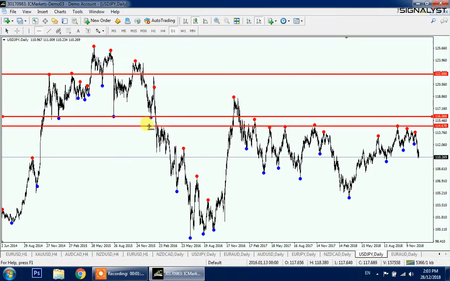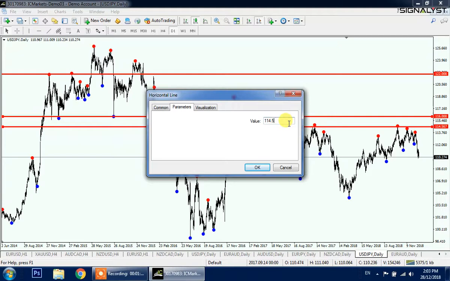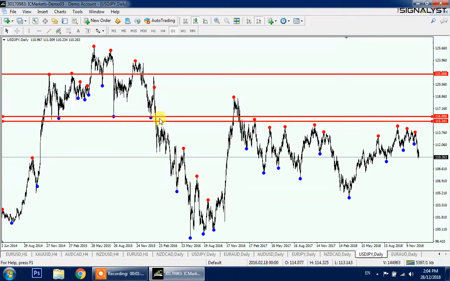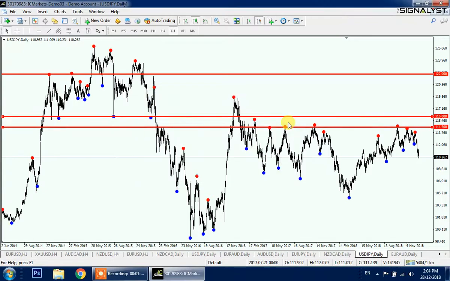Let's continue and find more. Here we've got another one, 1, 2, 3 dots. Let's make it 114.5. As you can see here, we have like a zone, and we always treat our levels as zones and not laser lines. So you can keep this as a zone, or you can stick to one. You can make it the middle between the two lines that you have, or you can keep it as a zone like here. Let's keep it this way and continue to find more lines.